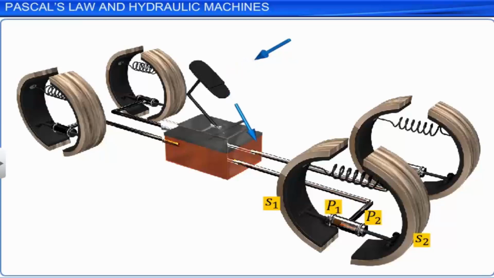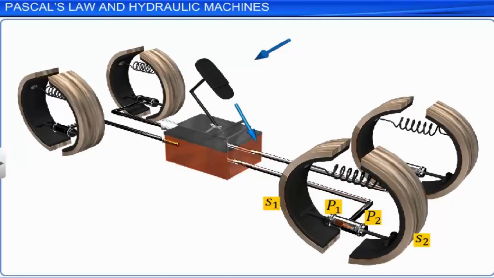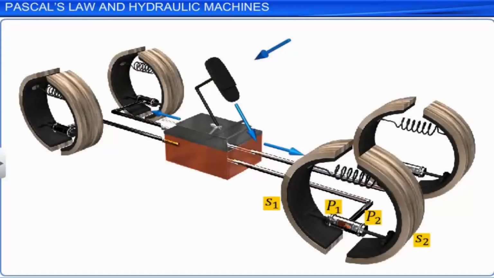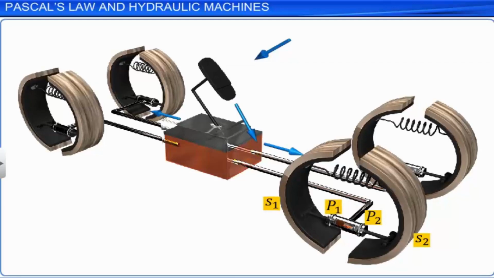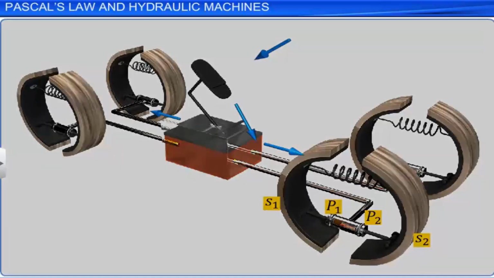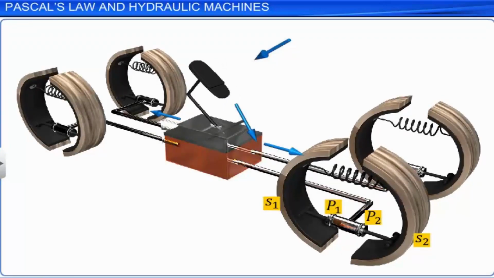According to Pascal's law, this pressure is transmitted to pistons P1 and P2 in the wheel cylinder. These pistons force the brake shoes S1 and S2 to move away from each other, which in turn press against the inner rim of the wheel. Hence, the brake works and retards the motion of the wheel. When the pressure is released, the brake shoes return to their normal positions with the help of a spring mechanism.